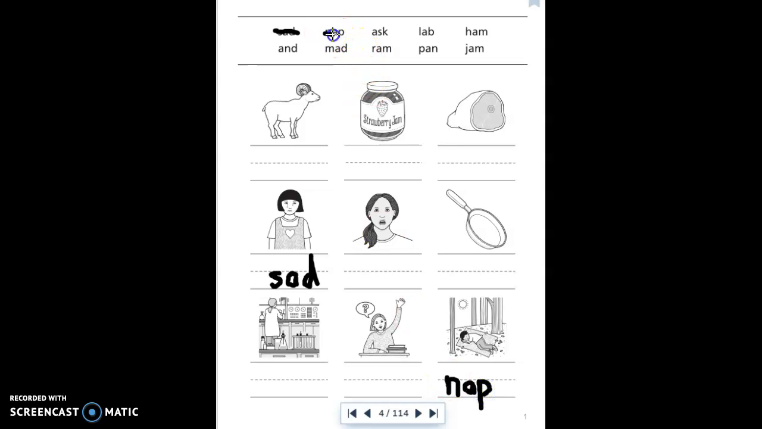All right. Next we have this word, ask. If we look at the photos, we can see this girl has her hand up in the air. What a good student. She is asking. A-S-K, ask.